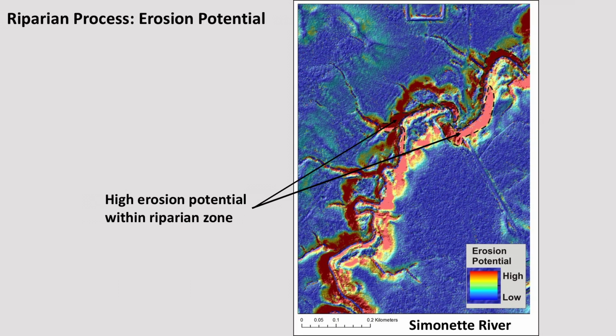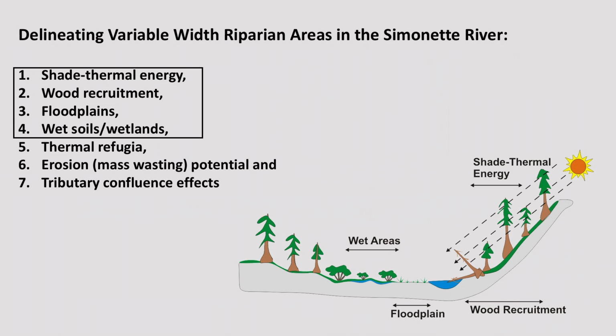And lastly, and only one slide, you can add erosional processes to the mix if you want. And as people have been saying, the LiDAR in Alberta is amazing, which it is. And you can create maps of erosion potential. So the last little topic I'll get into quickly is delineating the variable width riparian zone for the Simonette. Now, we've gone through a lot of these, but we're just going to include shade, wood, floodplains, and wet soils through WAM. And we're going to add them all together.